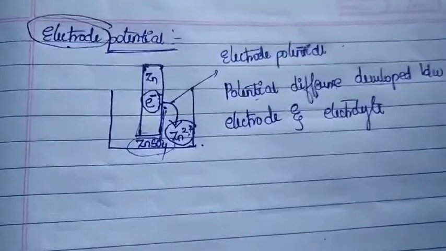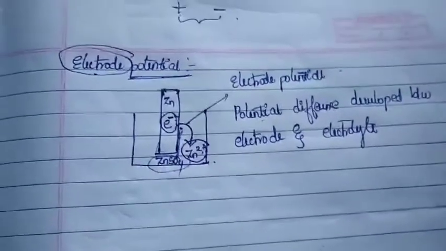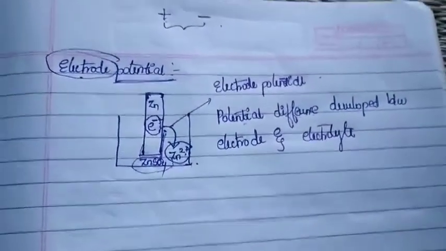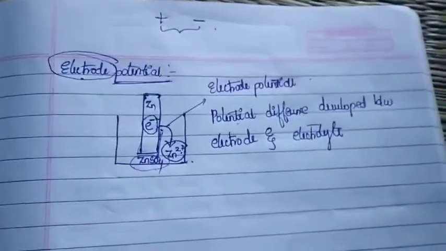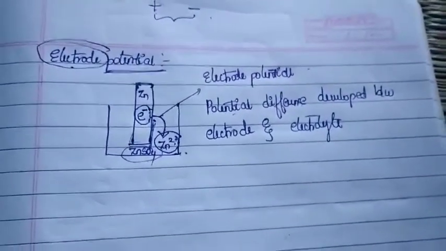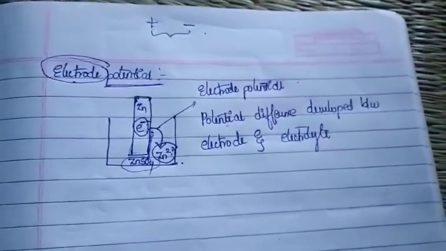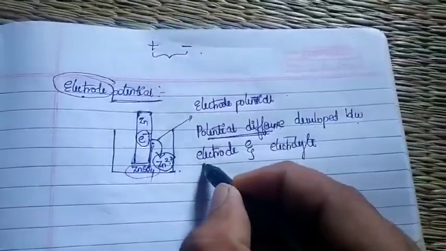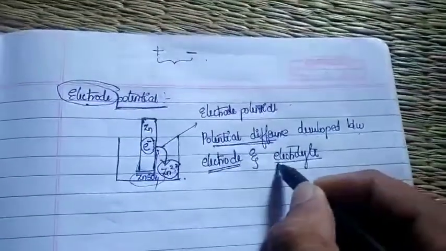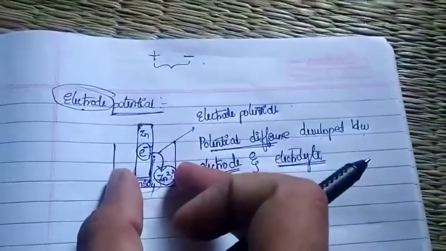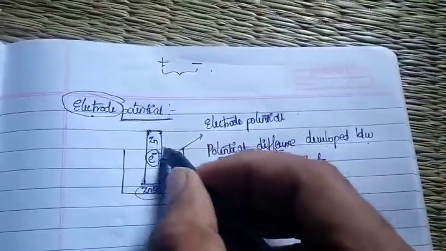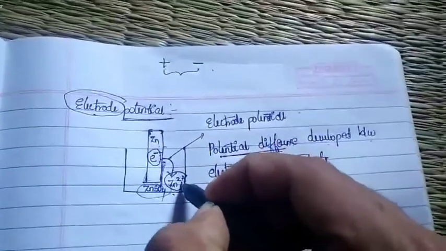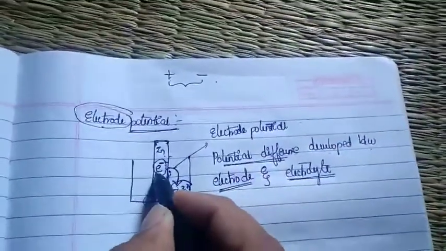Again and again I'm focusing on my words, guys, because one more potential you're going to see is called the cell potential. It will be completely different. So for that reason, pay attention to my words. Electrode potential is the potential difference which is developed between the electrode and the electrolyte. And the example is right before your eyes: the zinc electrode dipped in zinc sulfate, zinc is getting dissolved and going into the solution as Zn2+, leaving behind the electrons.